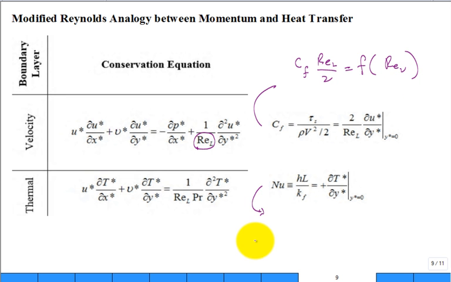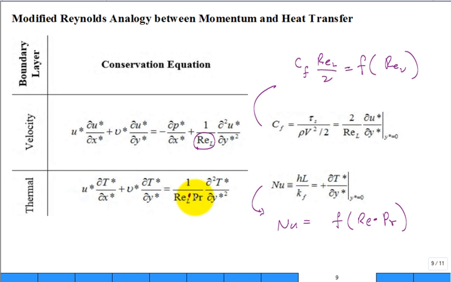Likewise, this equation, the Nusselt number, is equal to a function of the Reynolds number times the Prandtl number. It's really multiplied. The Prandtl number and the Reynolds number together, they're multiplied there. Okay.